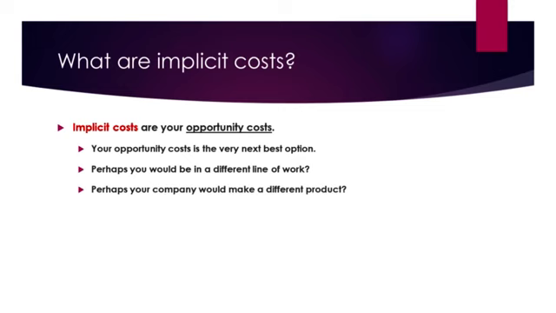Perhaps your company would make a different product. So maybe instead of making widgets, you would have made something else. That very next best option, again, your opportunity cost. Do we agree that in these examples, money's not changing hands, right? I'm simply thinking about what I could have been doing, what my next best option would be, but I'm not paying a bill. So understand that these are implicit, but they're not explicit costs because money's not changing hands. But we want to remember that implicit costs still matter. So we've got implicit and we've got explicit costs.